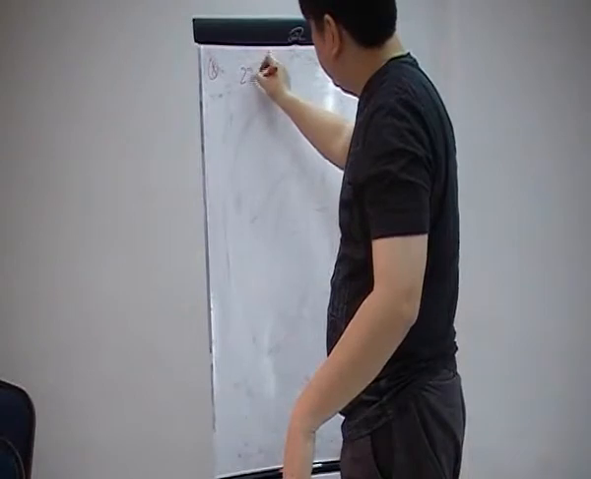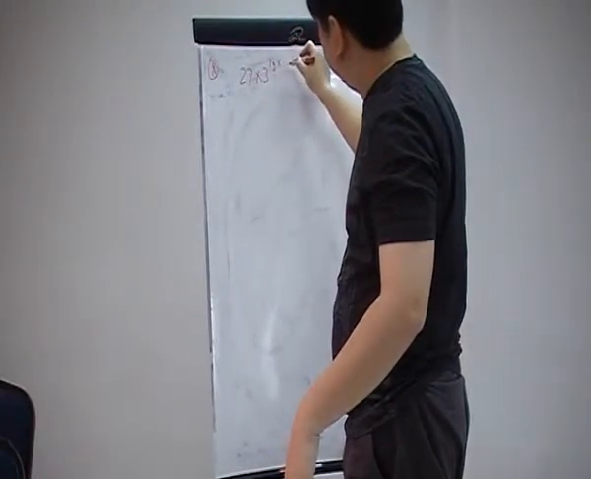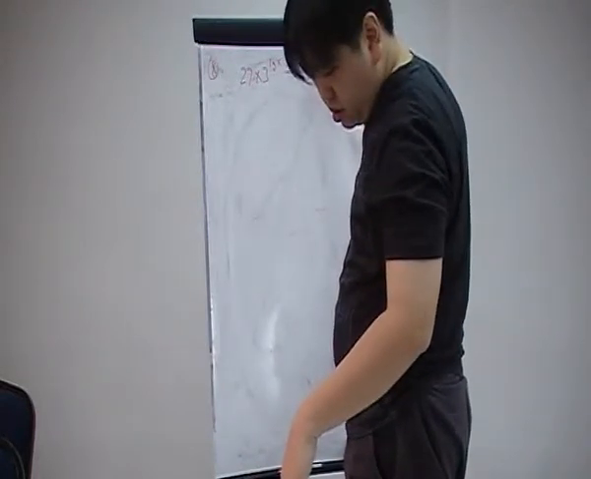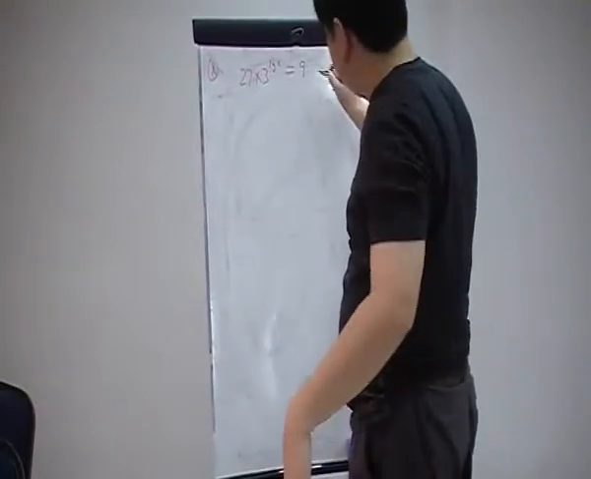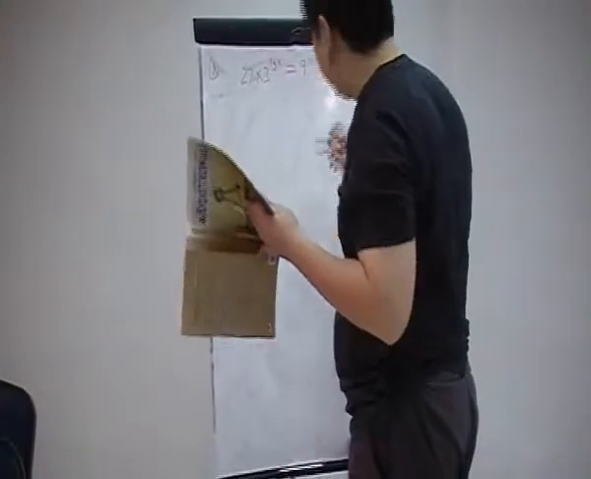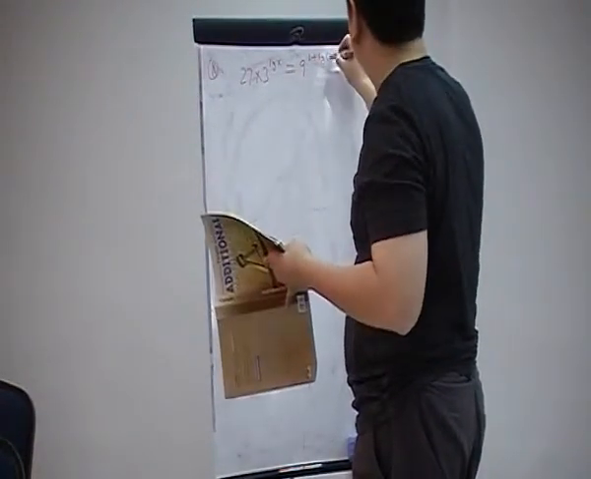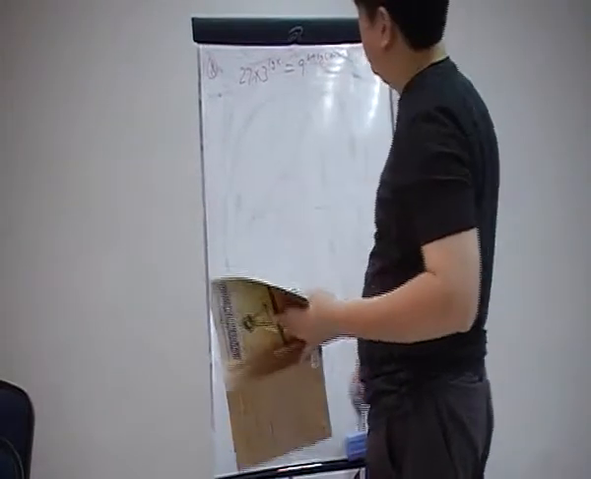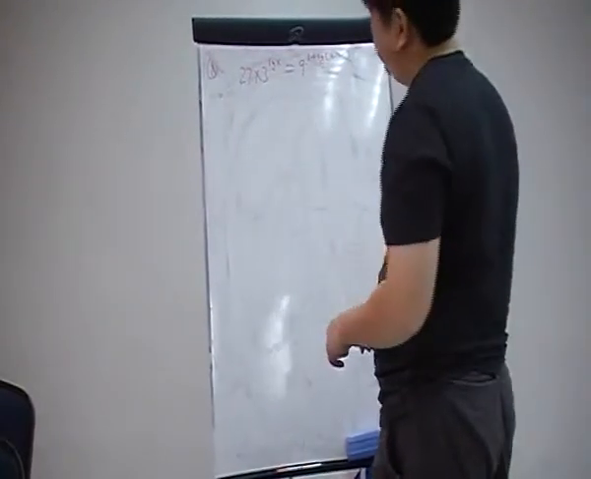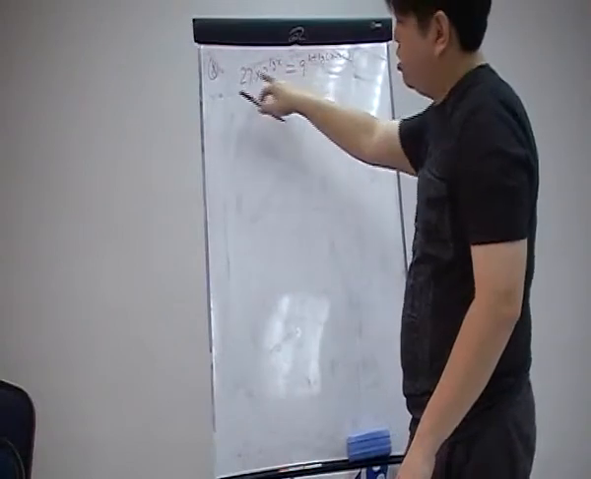Okay, 27 times 3 log x equal to 9 log x minus 20. Okay. Wow, this is interesting. So 5x. The first thing you can see, right, is that they are not in prime number.